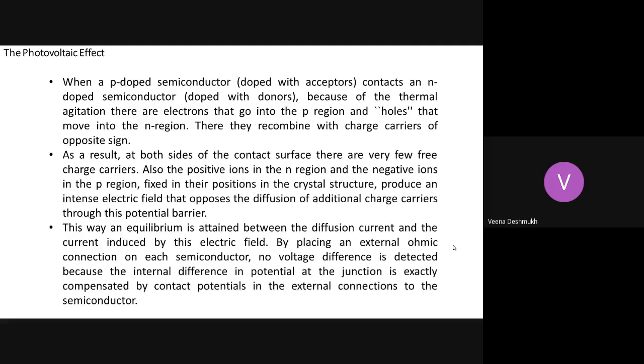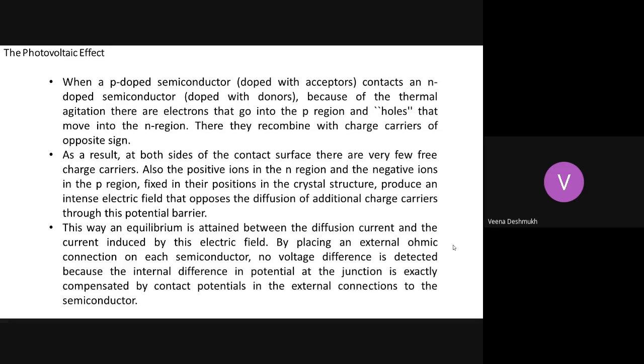Also, the positive ions in the N region and negative ions in the P region fix their position in the crystal structure. So understand, when the holes move from the P to the N region, and electrons from the N to the P region, the recombination happens. The recombination is not 100%. There will be some charge carriers which have not undergone recombination. So they produce an intense electric field.